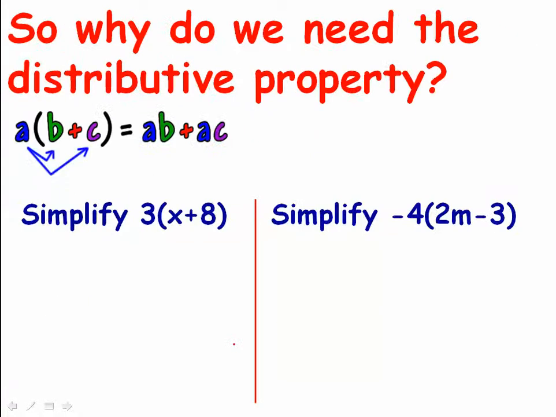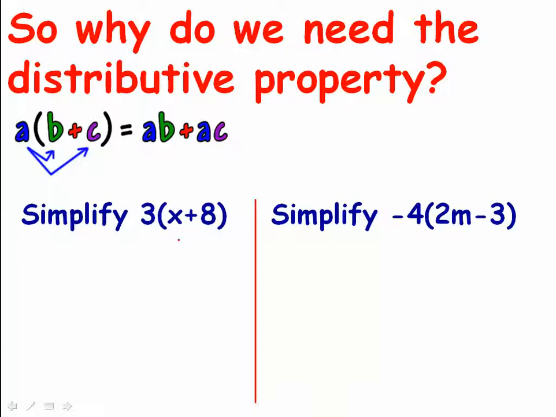So if that's the case, then why do we really need the distributive property? Well, if you look at a problem that has variables, sometimes you cannot combine terms because they are not like terms. For example, in the problem simplify 3 times the quantity x plus 8, you really can't add x and 8 together because they're not like terms. So there would be no way to simplify this without the distributive property.